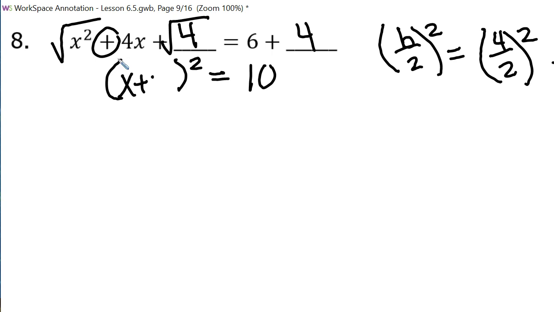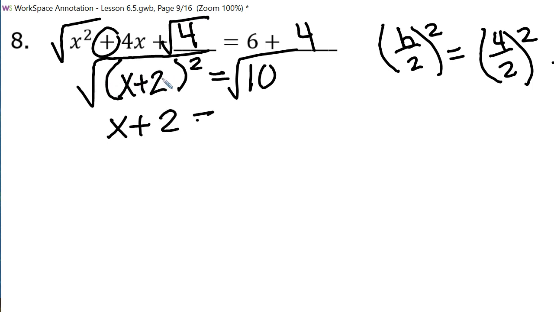Get rid of the square, so what's the opposite of squaring? Square root both sides. And what happens when you square root a square? They cancel, so bring down your x plus 2. And that equals, when I take the square root, make sure that you have your 2 answers. So this needs to be plus or minus square root of 10.